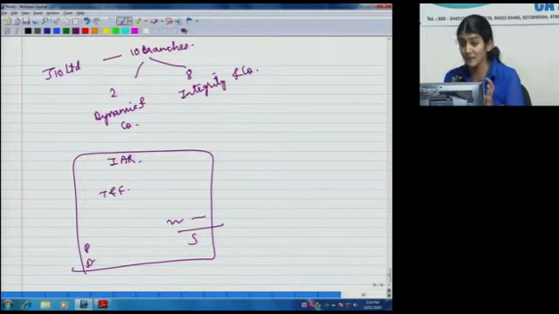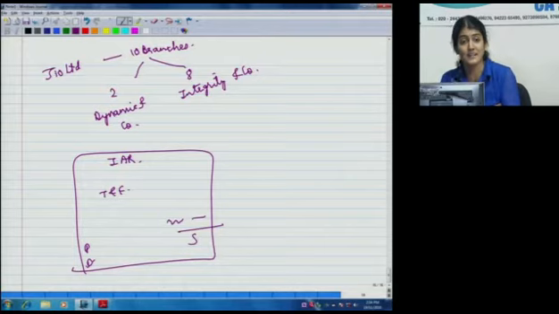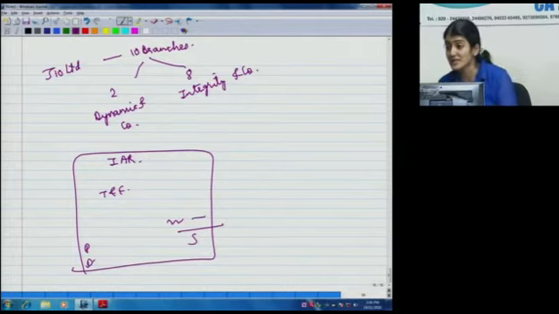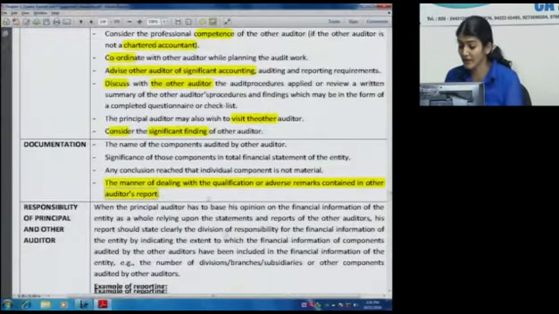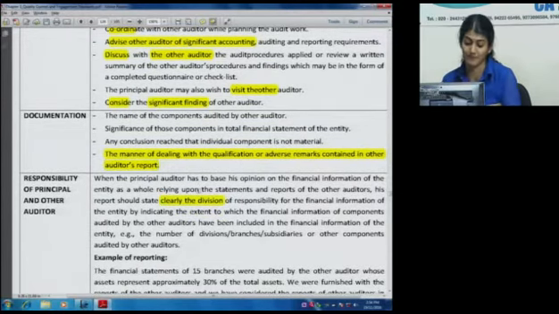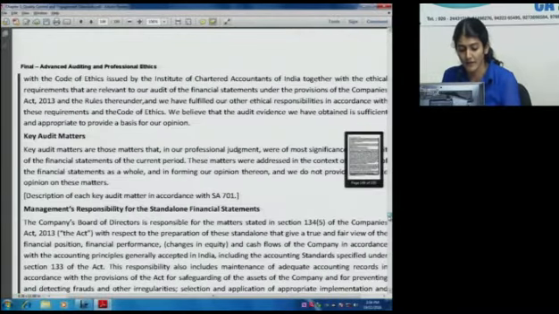So one of the specialities of an audit report is clarity and transparency. So what does it say? The principal auditor should clearly mention in his report the extent to which the financial statements have been audited by another auditor. Clearly he should give in his report to what extent the financial statements have been audited by another auditor.